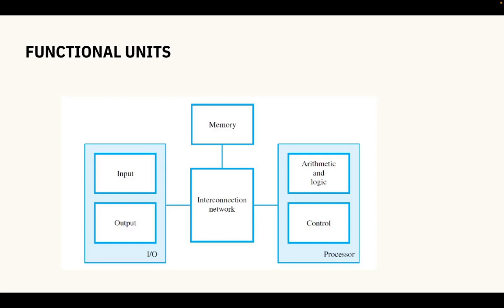The computer system has been divided into 5 functional units: the input unit, the output unit, the memory unit, the arithmetic and logical unit, and the control unit.